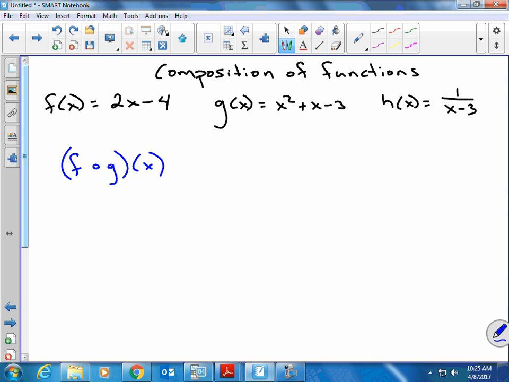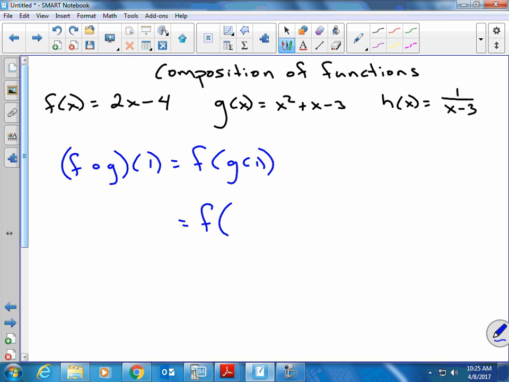What this means, I don't want an x, let's put a number in there. What this tells me to do is f of g of 1. Evaluate g of 1, take the answer from g of 1 and stick it into f. So, what do we get?